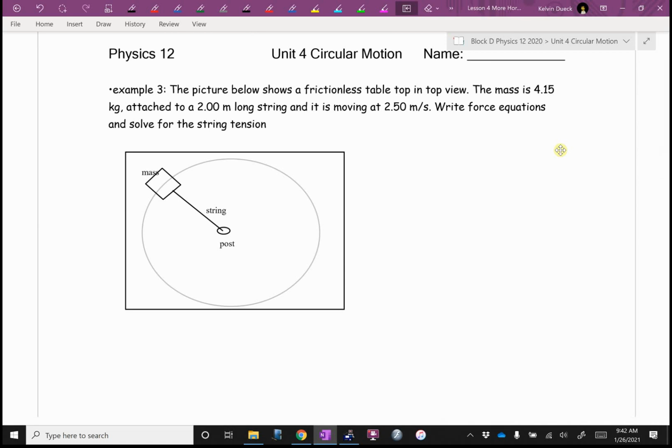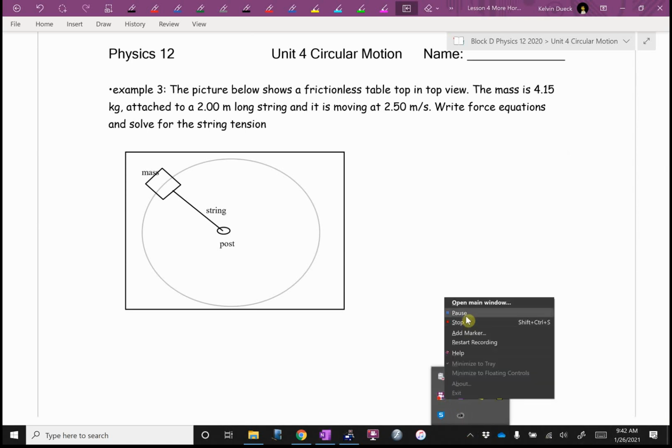Example 3. This picture shows a frictionless tabletop in top view. We're looking down at it. The mass is 4.15 kilograms. It's attached to a 2-meter long string, and it's moving at 2.5 meters per second. Write force equations for the string tension. This is tough to visualize. I'll show you what we're doing.